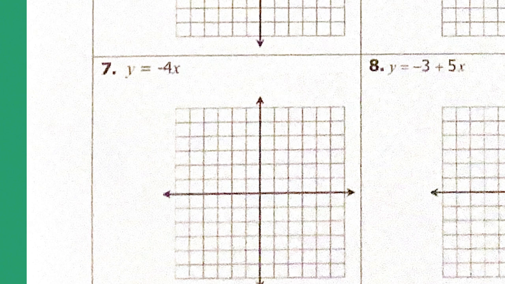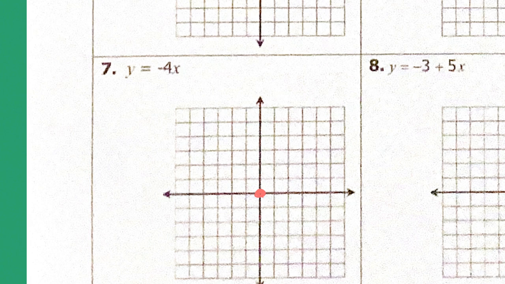If you don't see another number added or subtracted behind that x, or in front of the x, guys, it's 0. Your y-intercept is 0. So you're going to put a point right there at 0.